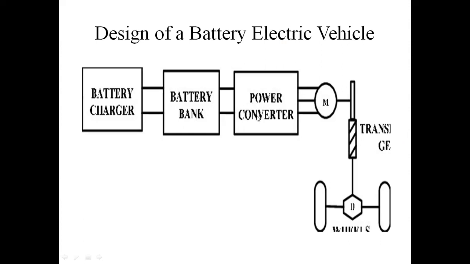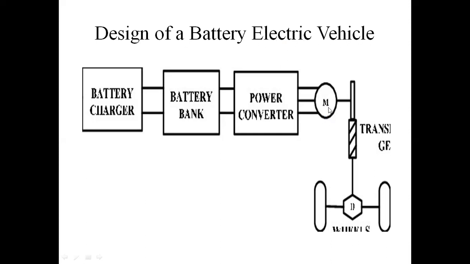The power converter output is connected to the three-phase motor. Here I have three lines; these three lines are the three phases of the AC motor. The battery bank output is connected to the power converter, and the power converter input is connected to the battery. The battery input is connected to the battery charger. This is the design of the battery electric vehicle.